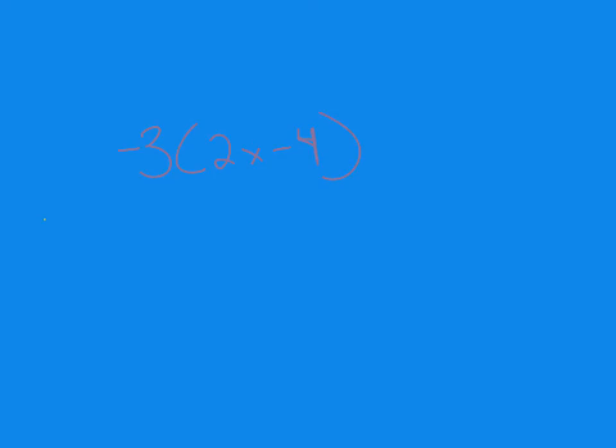And so we're multiplying the -3 times the 2, and that gives me -6x, because a negative times a positive is a negative. Then we have -3. We're multiplying all of this -3 to everything inside this parentheses, because this parentheses is a group. It's everything that's there. So -3 times -4 is a positive 12.